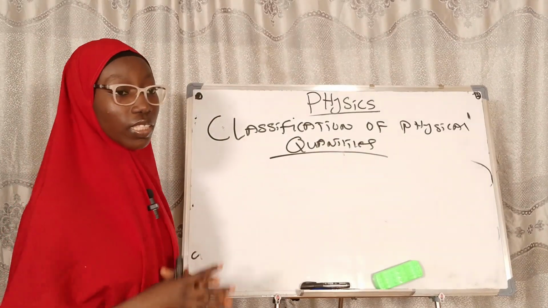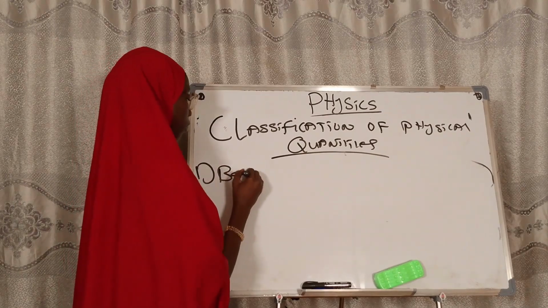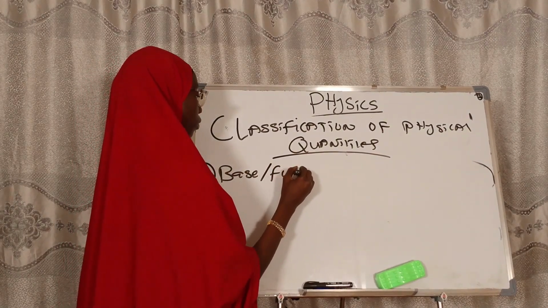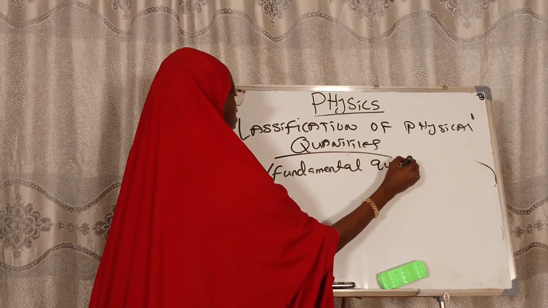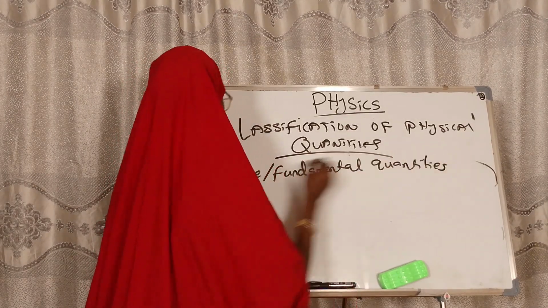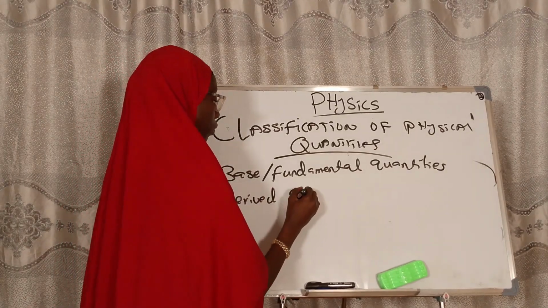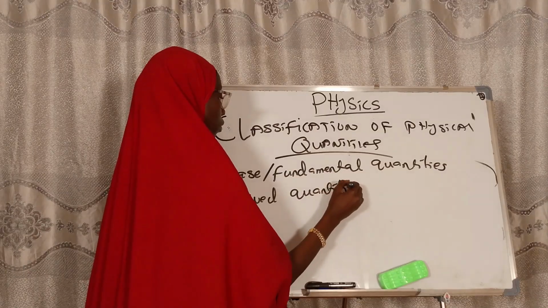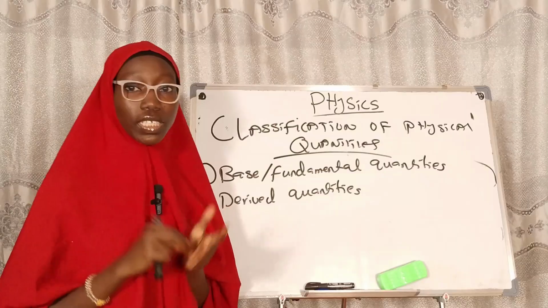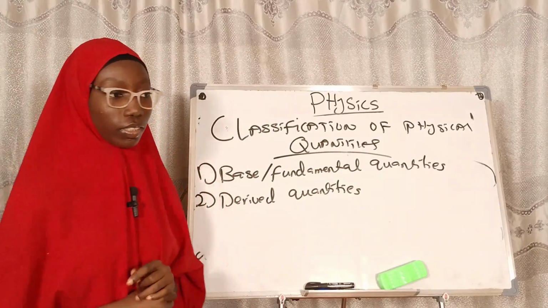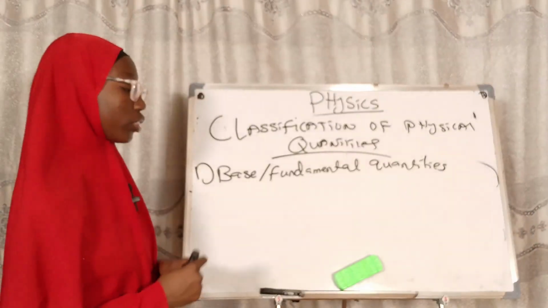Physical quantities are broadly classified into two. One, base or fundamental quantities. Two, derived quantity. Let us now explain both the derived and fundamental quantities. One, base or fundamental quantities.